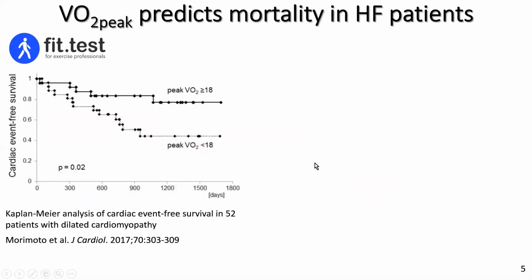Now we come to VO2 peak, because we've already mentioned that in this video. This is the cumulative cardiac event-free survival. So the higher you stay up here over a period of 5 years, this was a 5-year follow-up, the greater the chance of survival. So the black line here is the better line, and these are people with heart failure with VO2 peak on the higher side, whereas those with VO2 peak falling below 18, which you can estimate using a fit test, are the people who are in much worse condition in terms of survival.